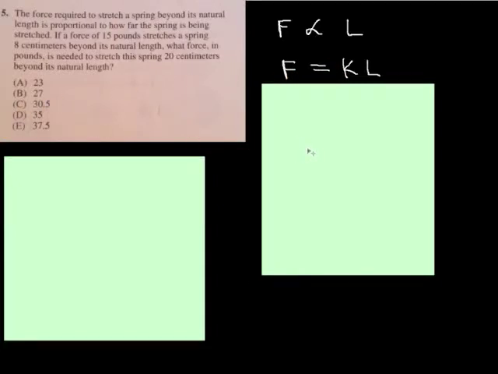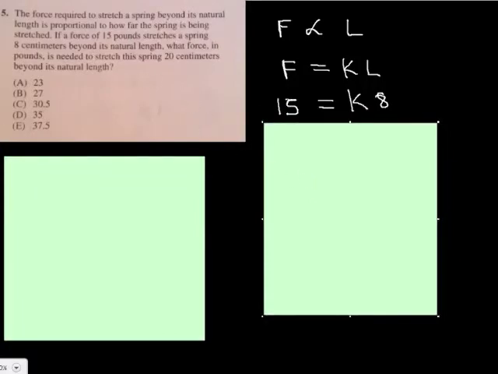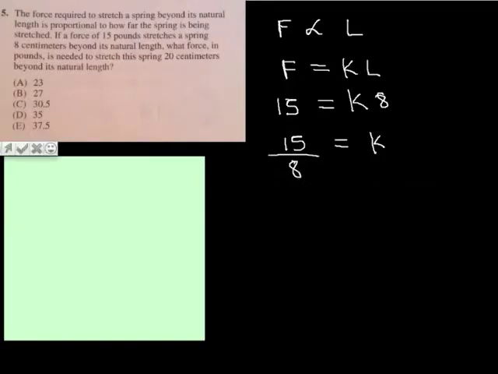Third step, read the question and replace the numbers given. We are given 15 pounds of force stretches the spring 8 centimeters. So we know force and we know length. We can calculate K. K is 15 over 8. Leave it as 15 over 8. Don't pick up your calculator just yet. Read the question again.